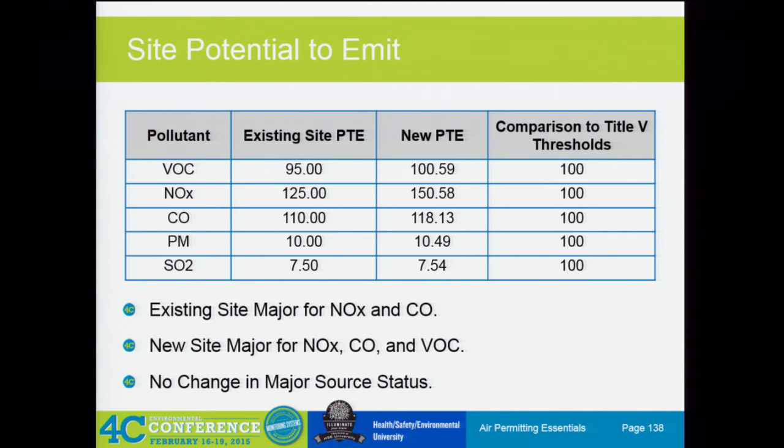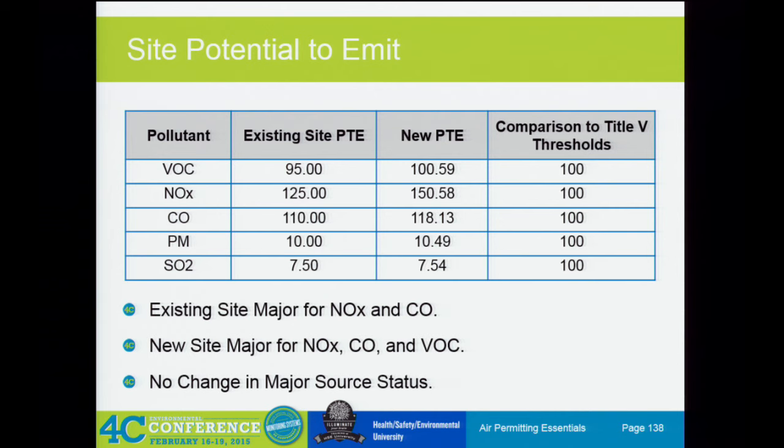Because our criteria pollutants for Title V are 100 tons per year for all these criteria pollutants, we look at them to see if we are a major source. Well, prior to this project, we were a major source for NOx and CO. And after this project, we're a major source for NOx, CO, and VOC. So before we were a major source, after we were a major source, we just added VOC as one of the pollutants that is also making us a major source.